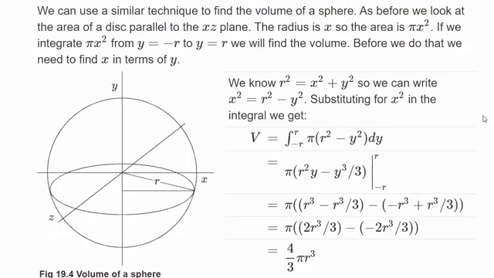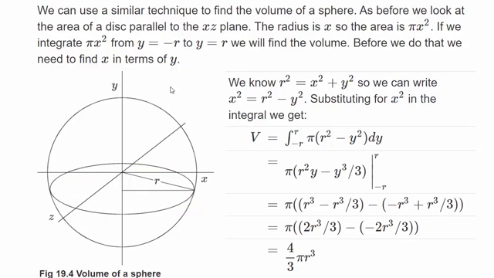We can use a similar technique to find the volume of a sphere. As before, we'll look at the area of a disk parallel to the xz plane, and we'll integrate from y equals minus r to y equals plus r. The area of the disk is pi x squared, so as before we need to find an equation that links x and y. Well, we know that r squared is equal to x squared plus y squared, that's Pythagoras, which means that we can write x squared is equal to r squared minus y squared.